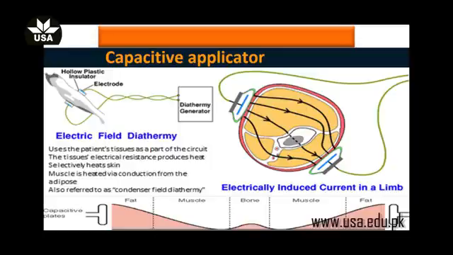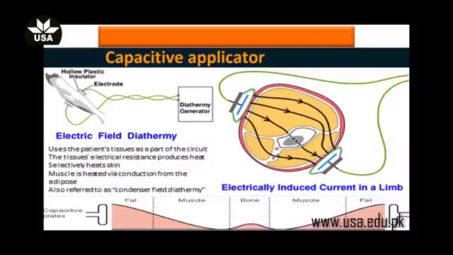And we call this capacitive applicator electric field diathermy, where we use the patient's tissue as a part of the circuit, and the tissue's electrical resistance produces the heat. It selectively heats the skin, and the muscles are also heated via conduction from the adipose tissues. Also, this one is referred to as condenser field diathermy.